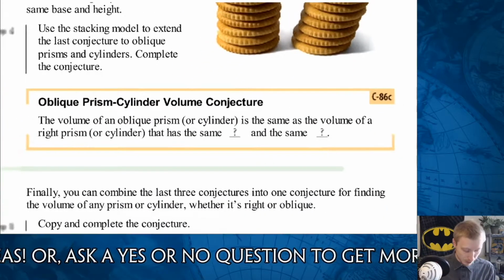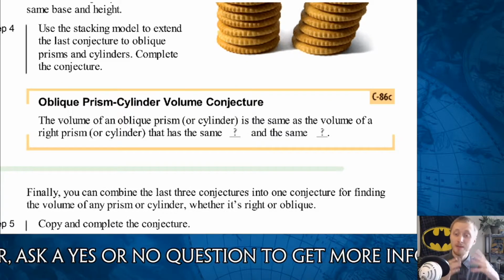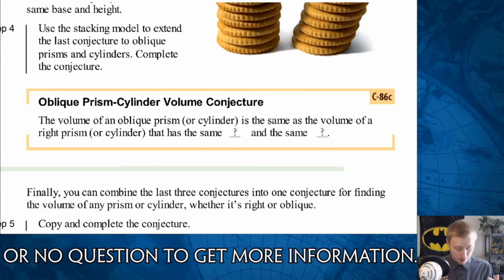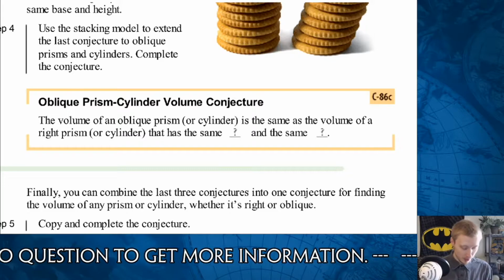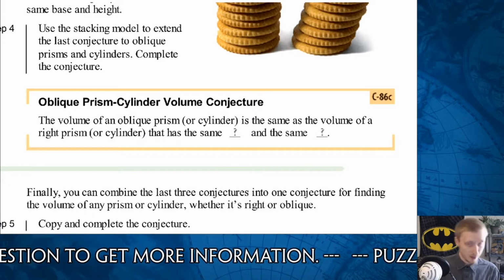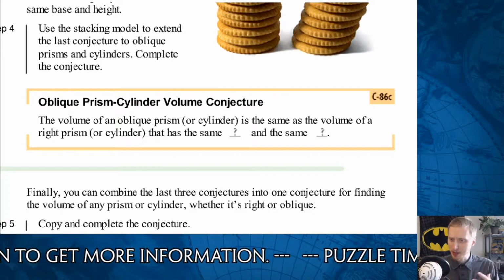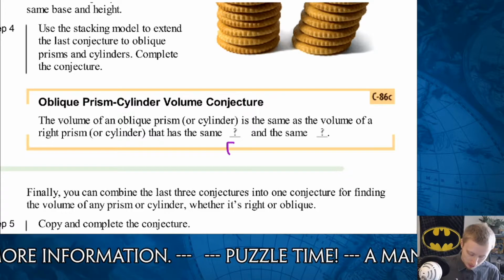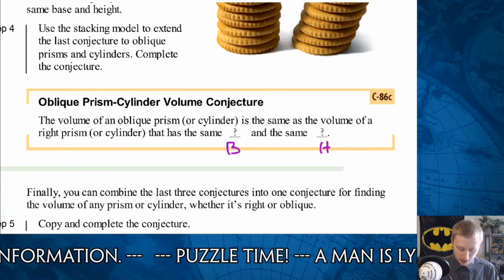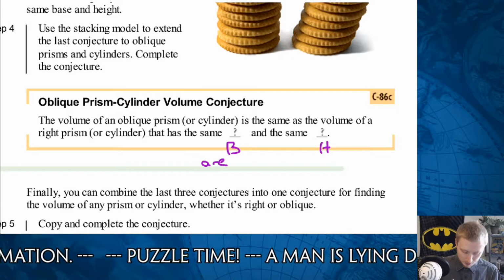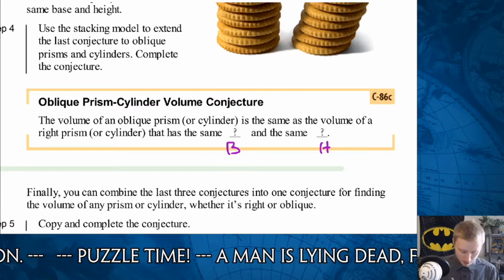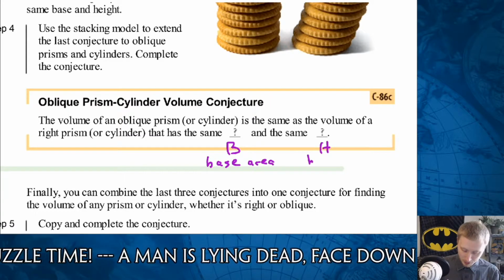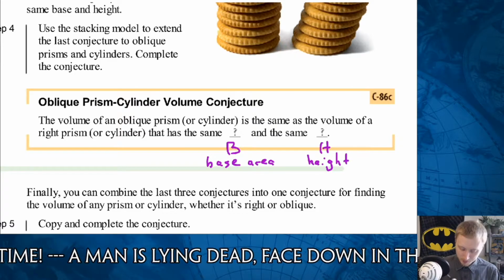So then, for an oblique prism or cylinder, the volume should be the same as the right prism, right? Volume of an oblique prism is the same as the volume of a right prism that has the same, well, it's got to be all the same properties. What are those two properties that contribute to the volume? That's right. Capital B, capital H. Grammatically it would make sense to call this base area, height. There we go.